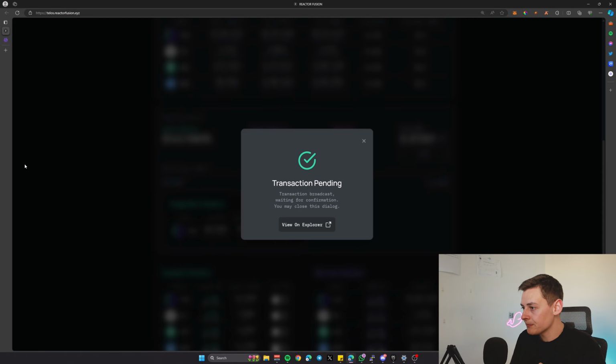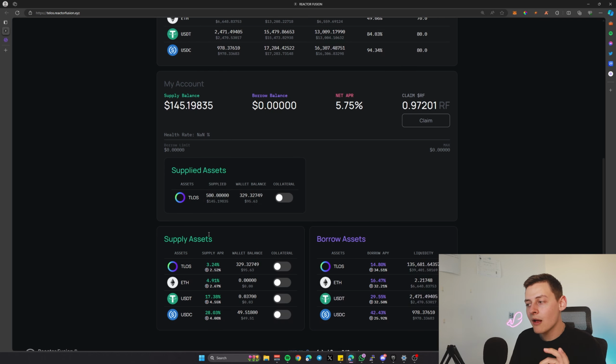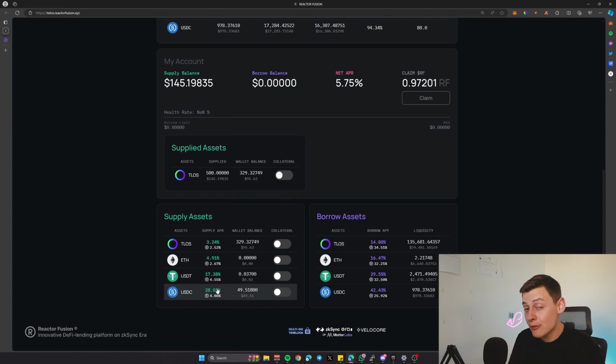Once that's gone through, it'll pop up here under your account. You can click out and there we go. So I've currently supplied 500 Telos. Now the cool thing is, while this is supplied, I'll be earning interest on it, and that is interest paid by people that are borrowing Telos from Reactor Fusion. So currently I'll earn just over 3.2% interest on my Telos while it sits here per year. If I was to deposit Ethereum, 4.9%, or stable coins, between 15 to 30%.